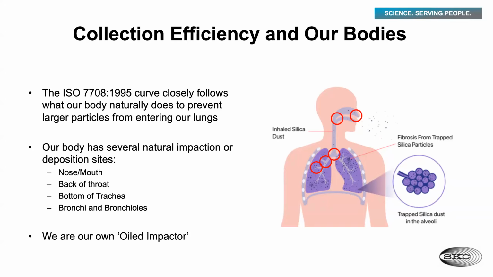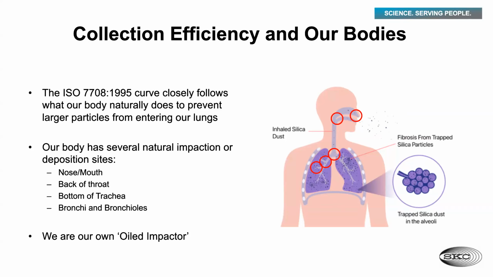Now, if you think about that air having the potential to travel down deep into our lungs, we have a number of different deposition sites along the way to help those larger particles impact out of the airstream. Initially we have it as it comes into our nose and mouth. Right after that, we have the back of the throat, the bottom of the trachea, where the bronchi split. And then as the bronchi continue to split more and more into the bronchioles, there are more and more sites for those little particles to impact on to get removed from the airstream.